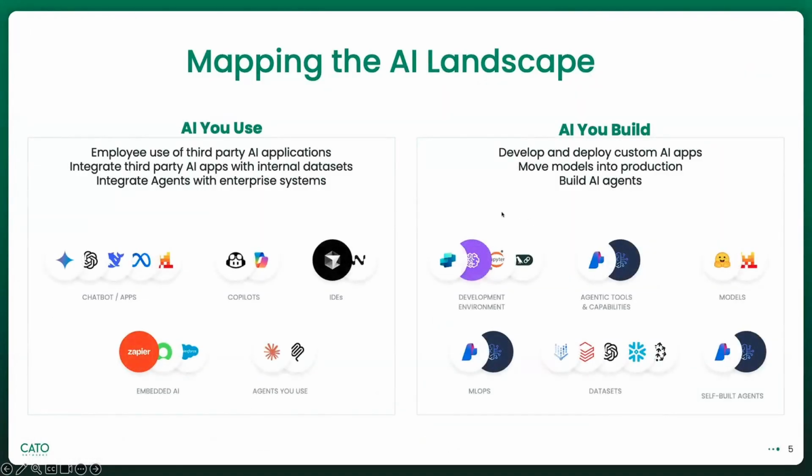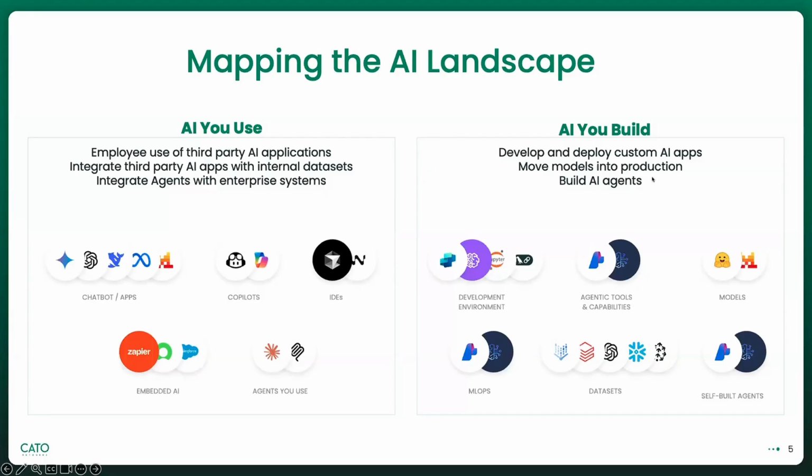Now, when we're talking about the AI landscape, basically we divide it into two different categories, or two different pillars. One would be the AI that you use. So this is classic cases like employees that use third-party AI apps, integrating third-party AI apps with their internal data sets, or things like coding agents or AI agents that you use, embedded AI within SaaS applications like Salesforce Einstein or Figma Make. We can think of hundreds of examples just off the top of our head because it's so common. So this is the AI you use, the AI that our employees, our workers are using for the day-to-day productivity, coding, and so on and so forth.